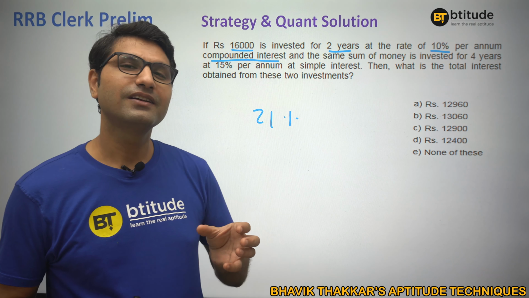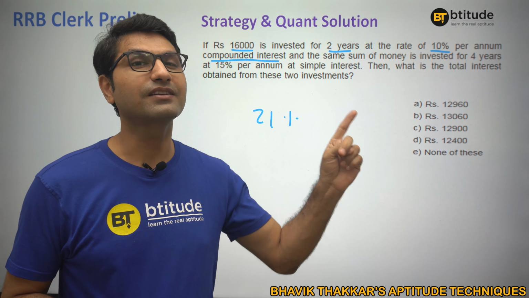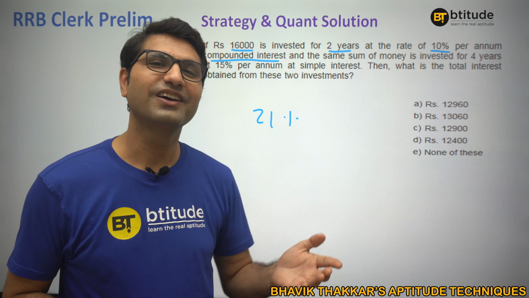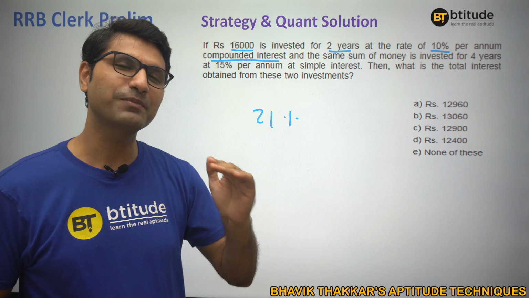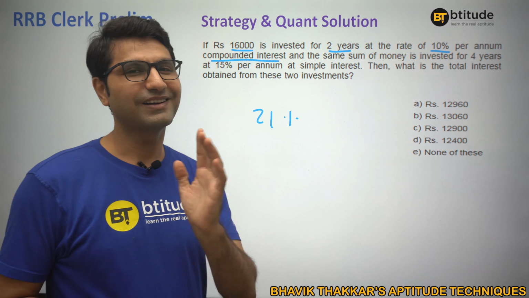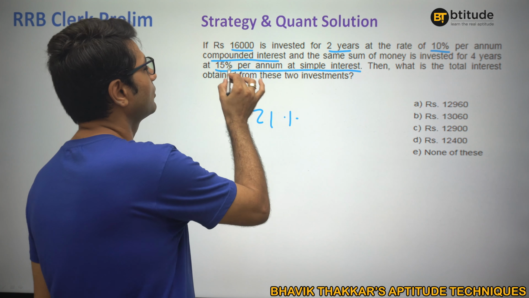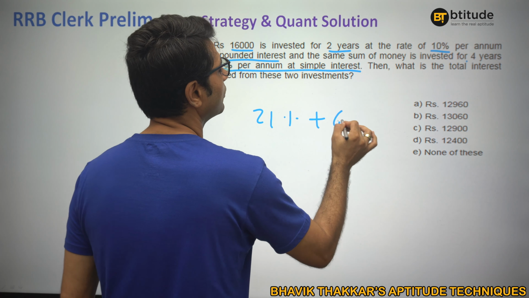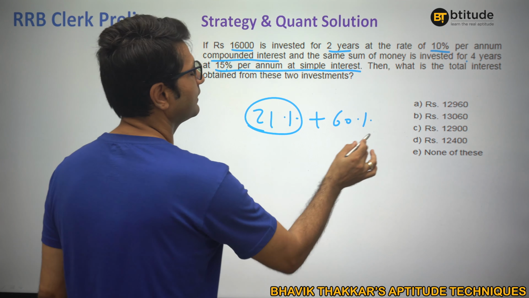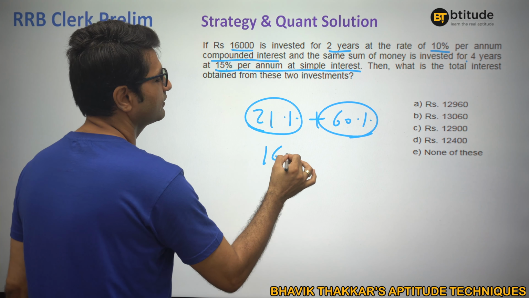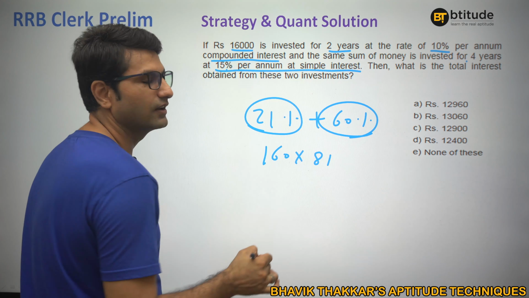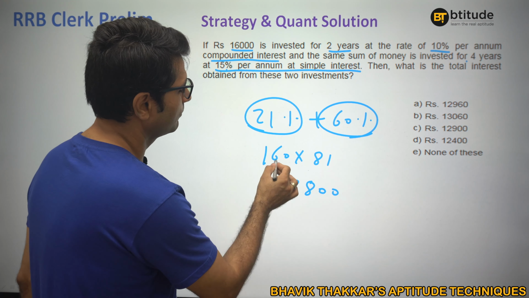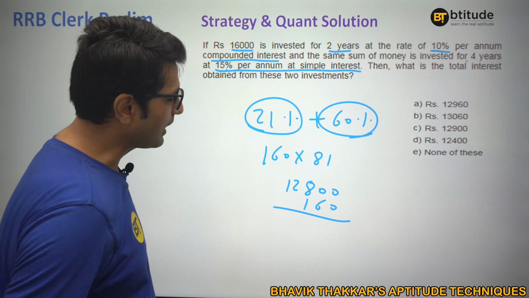If I am getting 10%, then again 10%, it will be 20, but this is compound interest. So you will also be getting interest on interest. So 10% of 10% is 1%. So 10 plus 10 plus 1, 21%. Fair enough? Alright. Then the same sum is invested for 4 years at 15% simple interest. That means you will be getting 15% into 4, 60% more. So total interest will be 81%. 81% of this, that is 160 into 81. Fair enough, right? So 16 into 8, 128,000 plus 160, that should be 12,960.